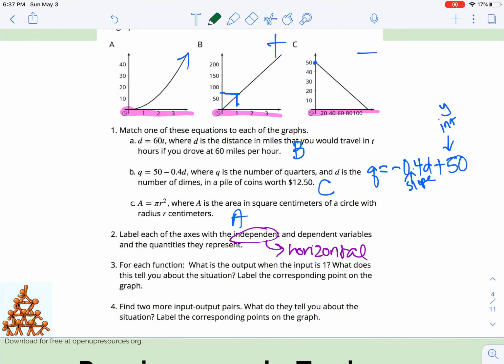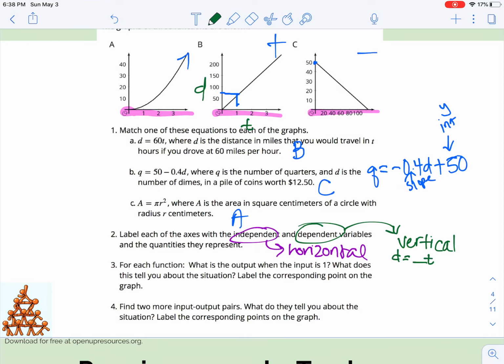So for example, let's look at B, because that's an easy one. You could say that that's time, and then that's distance. So time would be the independent variable, and then the dependent variable is the vertical one. So just think of it as like, distance equals something times time.